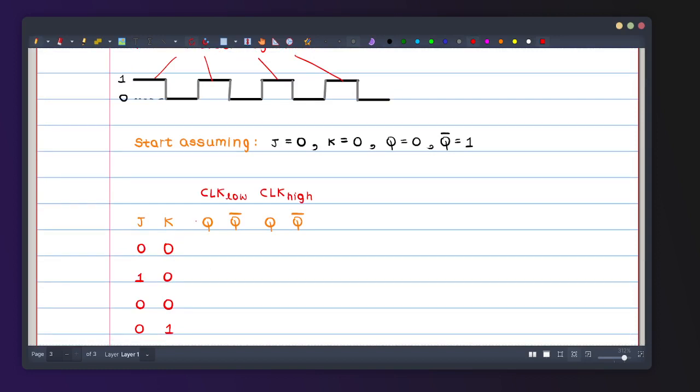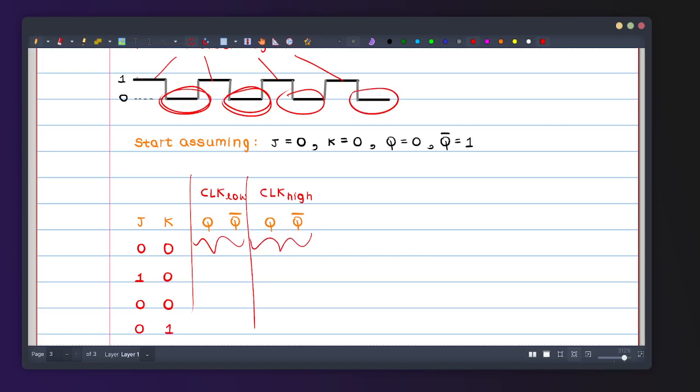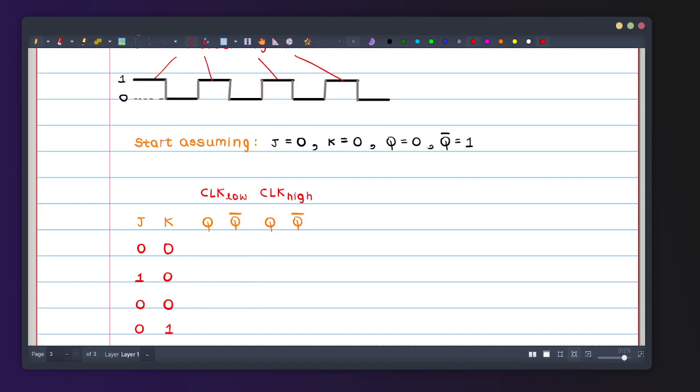So notice how this table doesn't just have Q and Q complement as its only two output columns. It has two subsections of output columns, one for clock low and one for clock high. Okay, how does that work? The idea is this output column basically shows the outputs when the clock is low, meaning when the clock signal is in these states. But this output column shows the outputs when the clock is high, when the clock is in these states, right? So we can realize what happens before the clock is ticked and what happens after the clock is ticked, so that it's clear to us how the Jack Kilby flip-flop is operating.